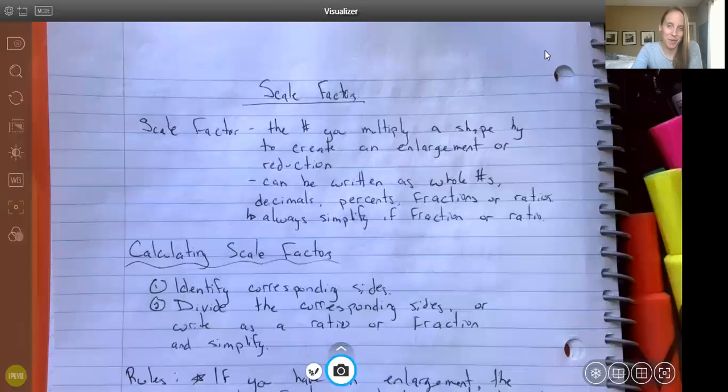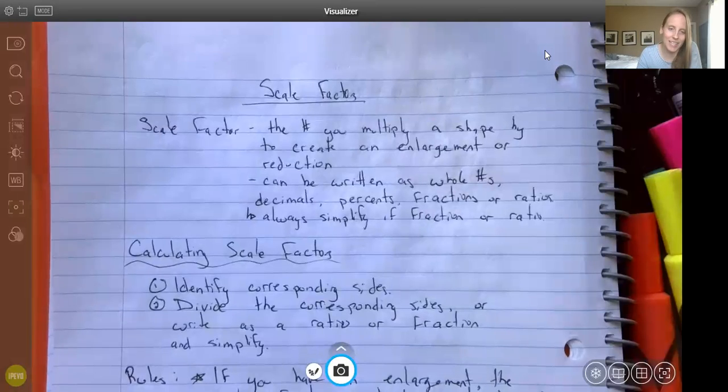So this lesson is all about scale factors, and a scale factor is the number that we multiply a shape's sides by when we're creating an enlargement or a reduction. We were doing this yesterday, we just weren't calling it a scale factor. It can be written as a whole number, a decimal, a percentage, a fraction, or a ratio. If you do write it as a fraction or a ratio, make sure that you write it in lowest terms.